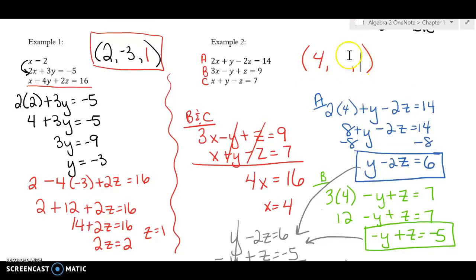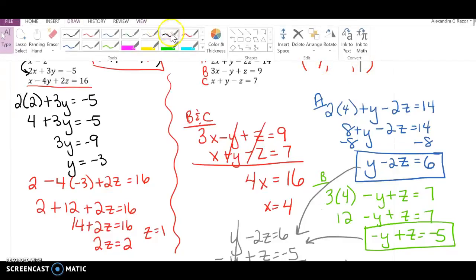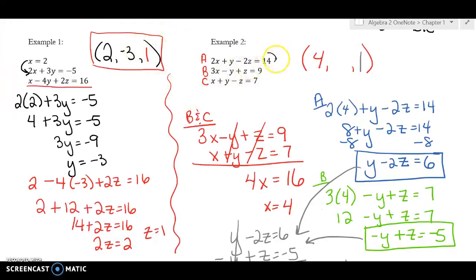Now that I know I have my x and my z, I can plug it into any of these three at the end, and I can find my y. I'm going to do C, just because C has no coefficients. So it'll be 4 plus y minus a 1 equals 7. So I get y plus 3 is 7. So I subtract 3 on both sides, and I get y is 4.